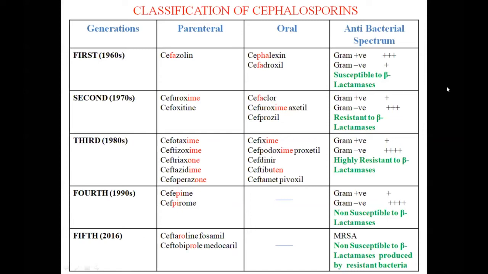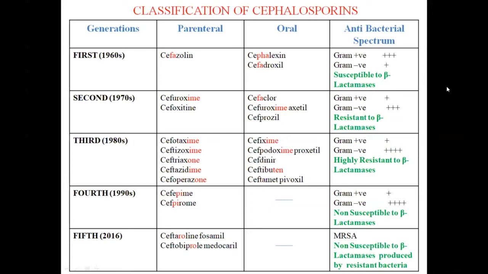Today we are going to discuss the first, second and third generation cephalosporins in detail, and in our next class we will discuss in detail the fourth generation cephalosporins, which were introduced in the 1990s. These fourth generation cephalosporins are also very, very effective against gram-negative organisms, and they also take care of the resistant organisms because they are not susceptible to the beta-lactamases.